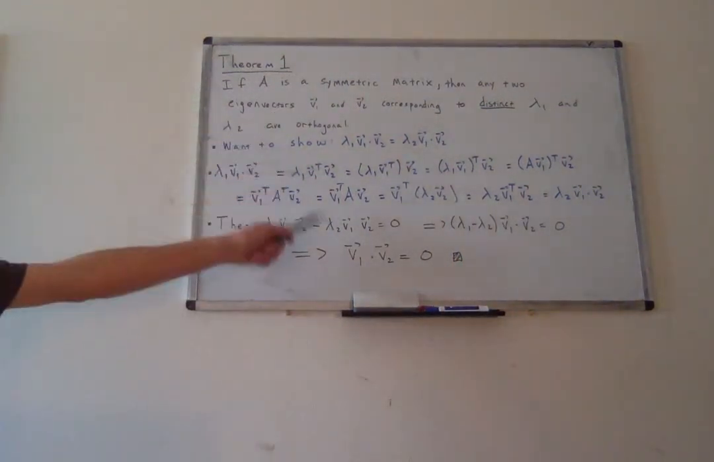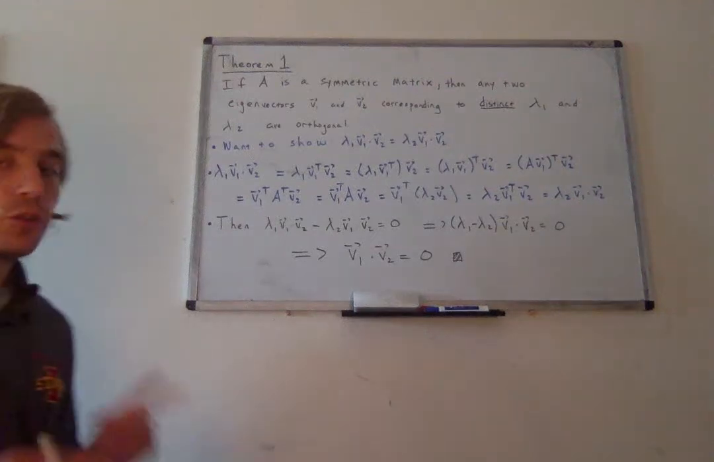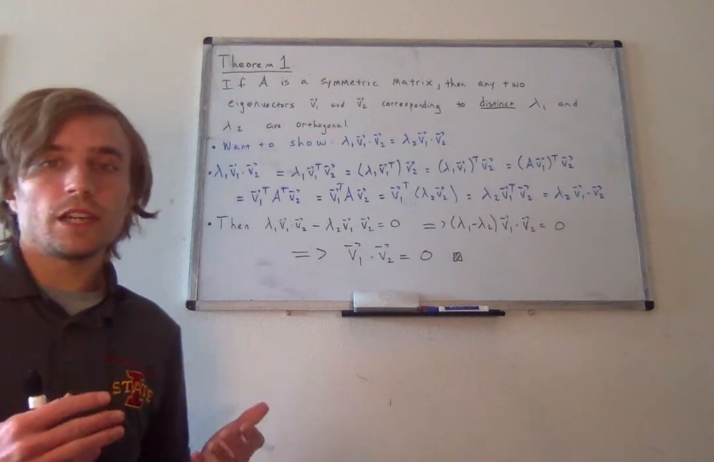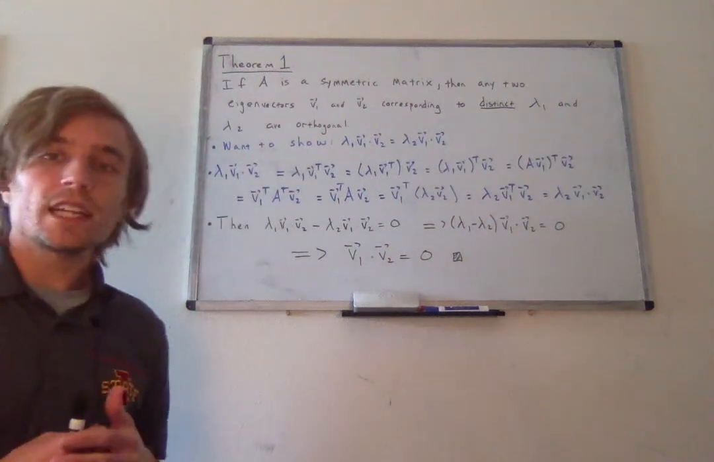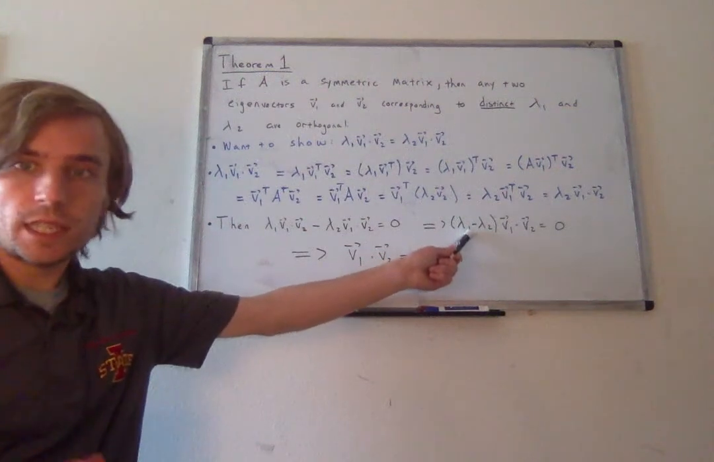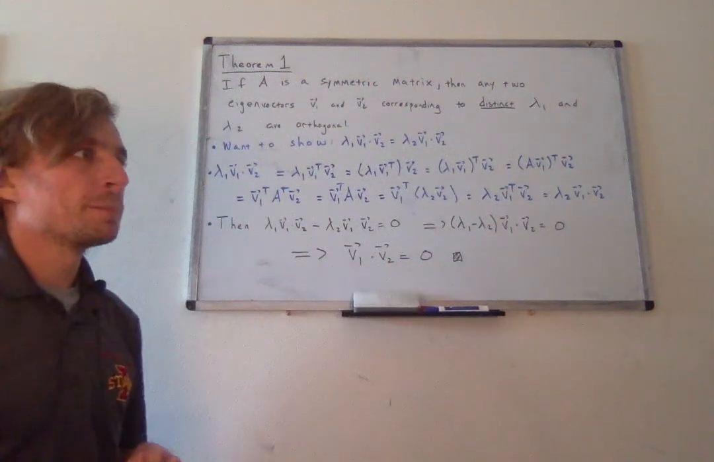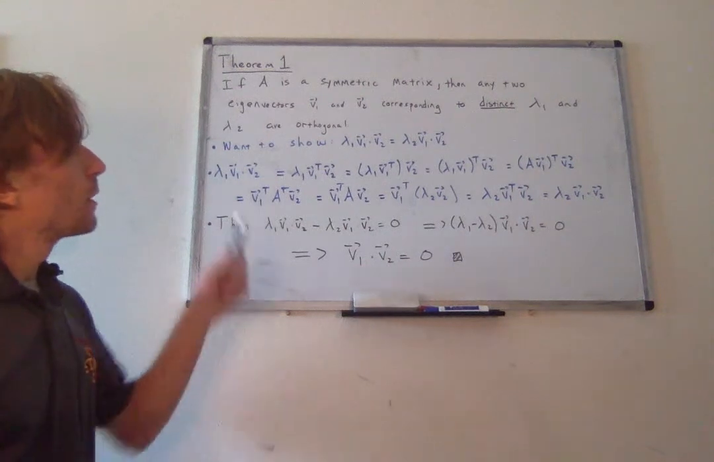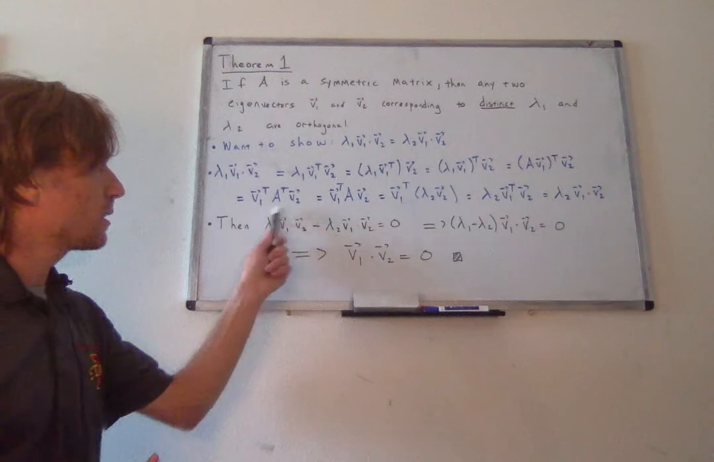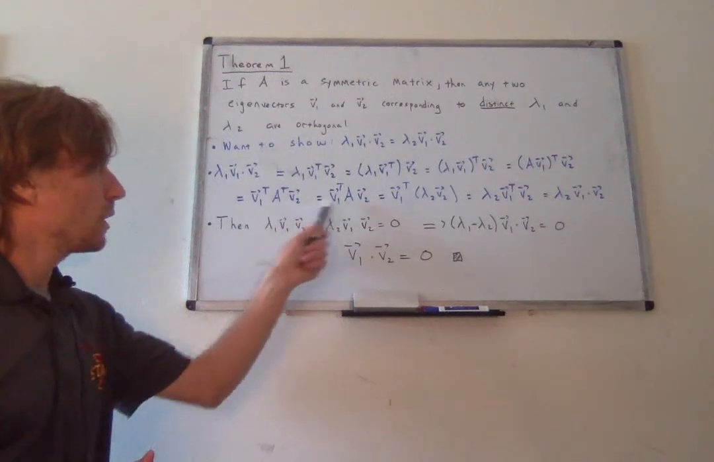That is, if A is a symmetric matrix, then any two eigenvectors of A must be orthogonal if they correspond to distinct eigenvalues. And so notice we needed the distinct eigenvalues in this step to guarantee that this difference is nonzero. We needed A to be symmetric in this step where we got rid of the transpose.